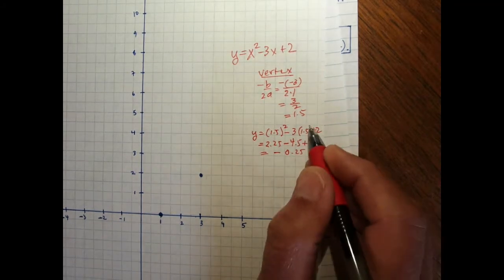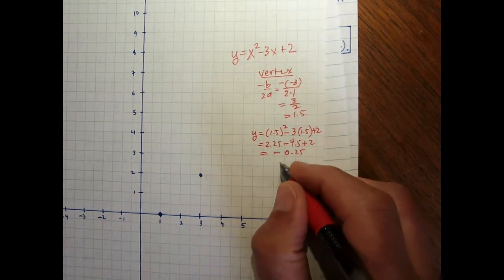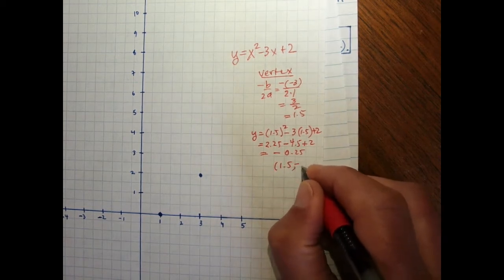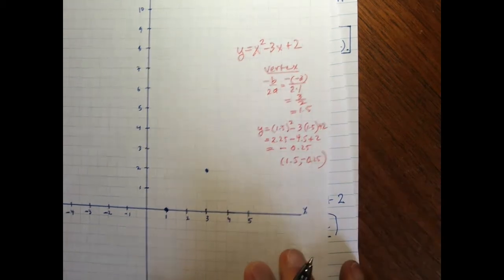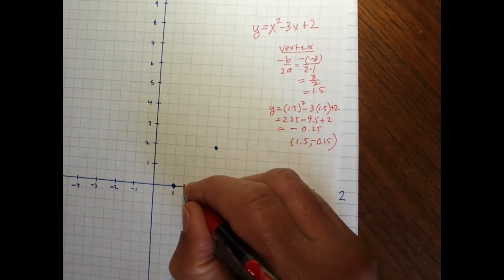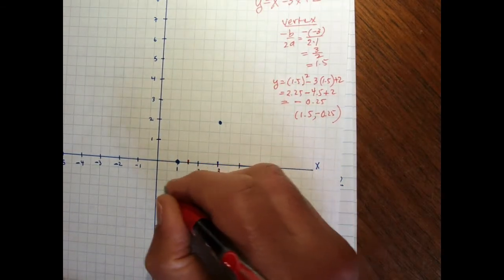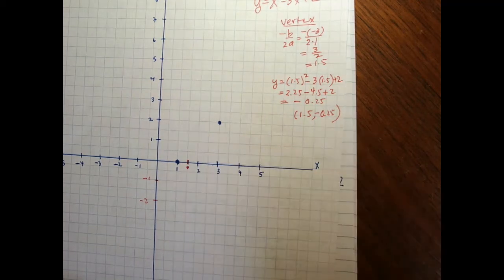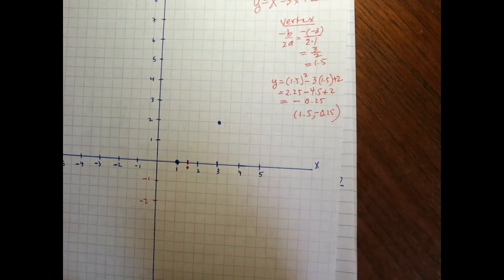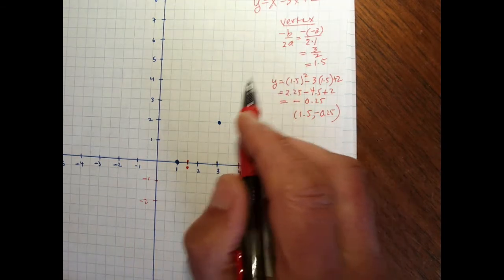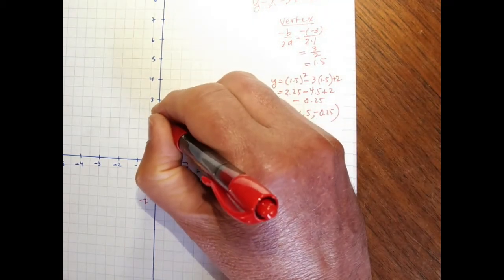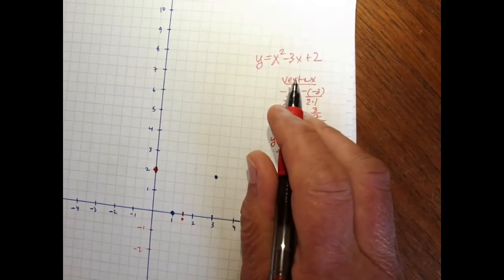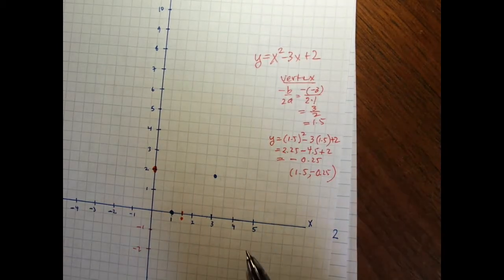So the vertex is 1.5, negative 0.25. So 1.5 is right here on my graph. If this is negative 1, negative 2, so 0.25 is very, very small. Okay. Now I'm going to plot a couple other points here. My y-intercept is 2. We know the point 1, 0 satisfies it. You can check because we found a parabola that would pass through. Here's one of our points.